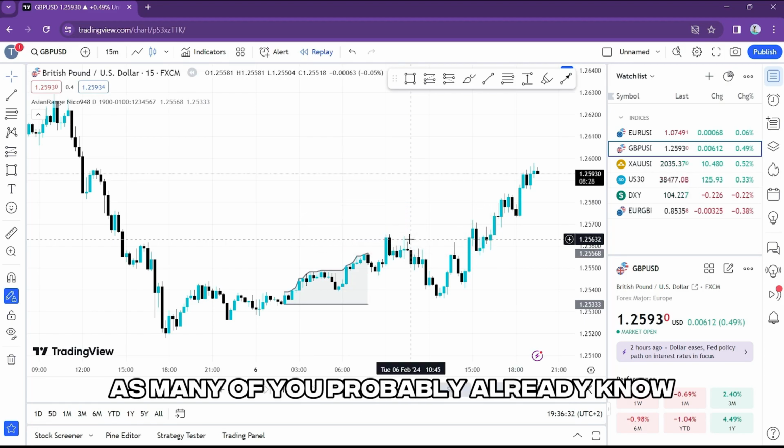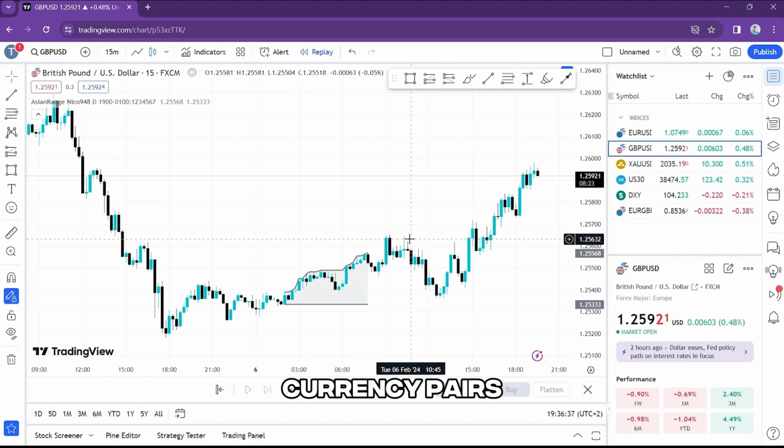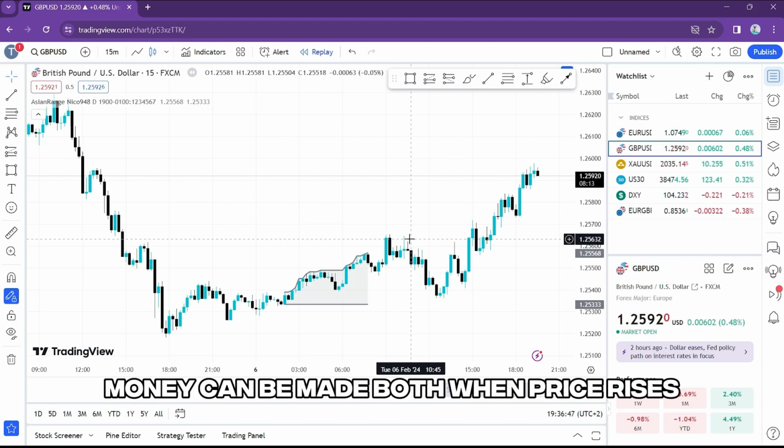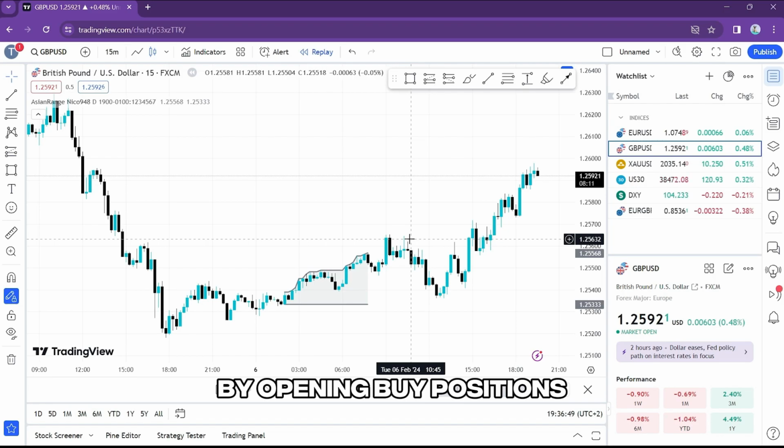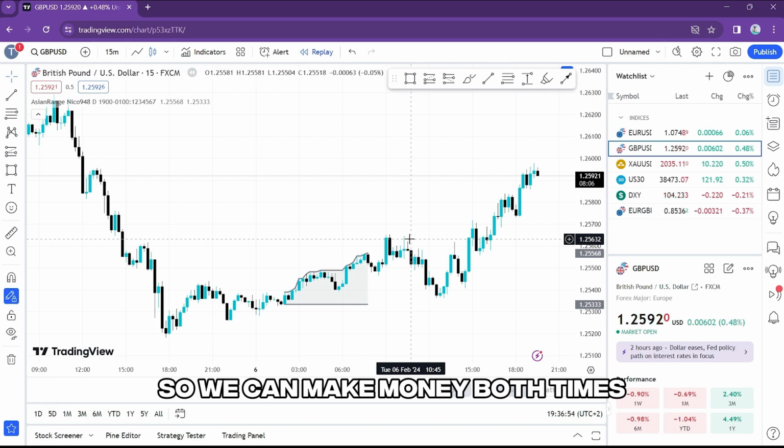Well, what is Forex? As many of you probably already know, trading is based on the price difference between the currency pairs. For example, euro versus pound or dollar. In this market, money can be made both when price rises by opening buy positions and when it falls by opening short positions. So we can make money both times.